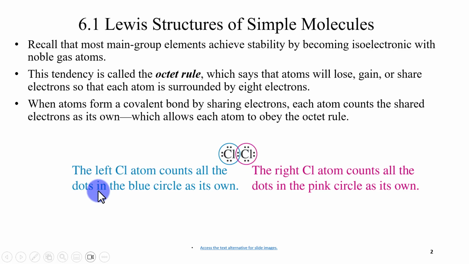So the left chlorine counts all the dots in the blue circle as its own, including the one that is shared by the right-hand side chlorine. The right chlorine atom counts all the dots in the pink circle as its own, including the one that is coming from the chlorine on the left. So those middle ones are shared equally by both, but they both count them as their own, and therefore they fulfill the octet rule. So 2, 4, 6, 8, 2, 4, 6, 8. They have 8 electrons around them. They're following the octet rule, and they're happy.